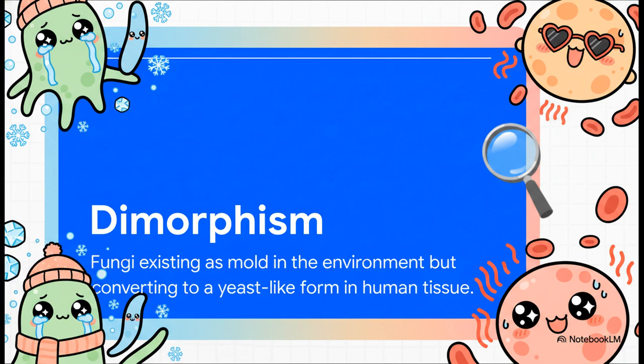Basically, this means the fungus exists as a mold, a hyphal form, out in the cold environment. But once it's inhaled into warm human tissue, it shapeshifts. It converts into a parasitic yeast-like form, or in some cases, these large spherules. The classic memory hook? Mold in the cold, yeast in the warm beast.